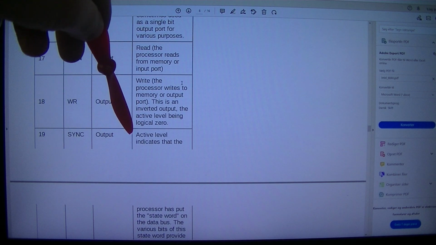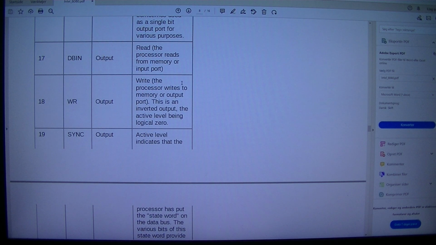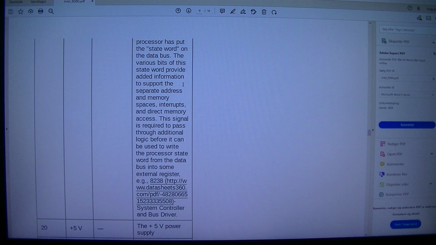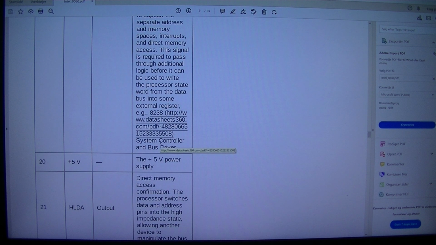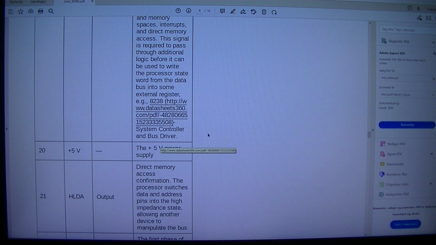19 SYNC output. Active level indicates that the processor has put the state word on the data bus. The various bits of the state word provide information to support the separate address and memory spaces, interrupts and direct memory access. This signal is required to pass through additional logic before it can be used to write a processor state word from the data bus into some external register, e.g. the 8238 system controller and bus driver.